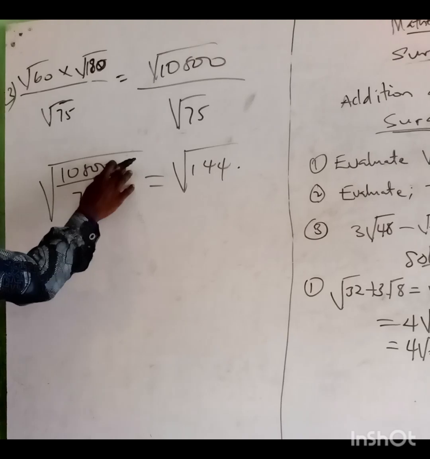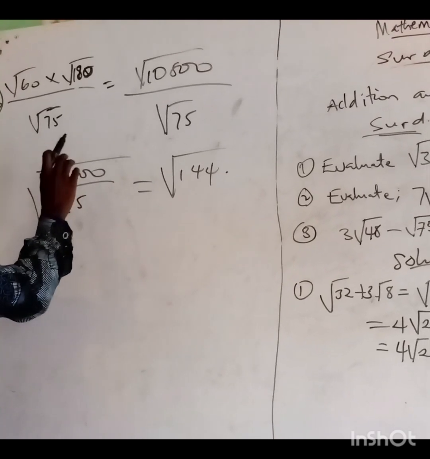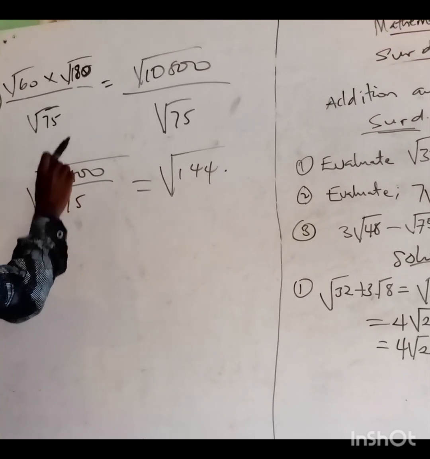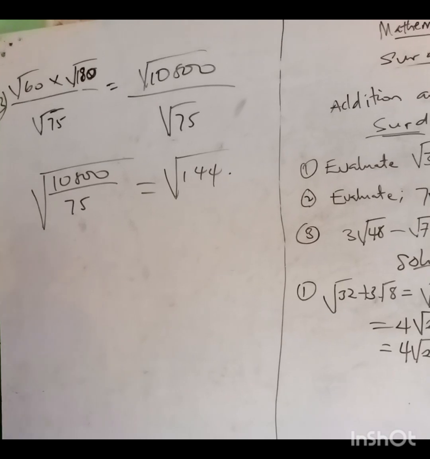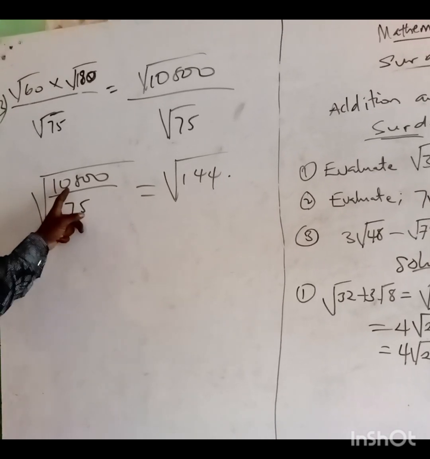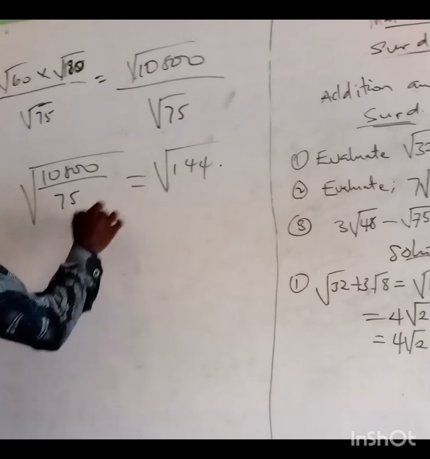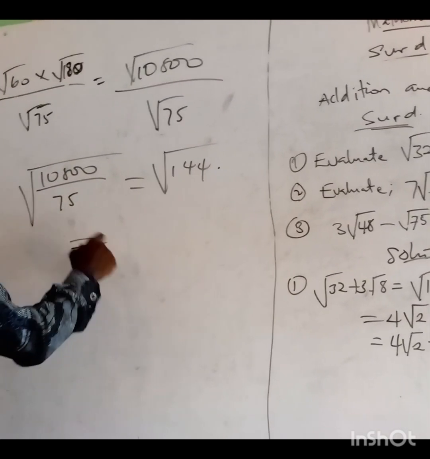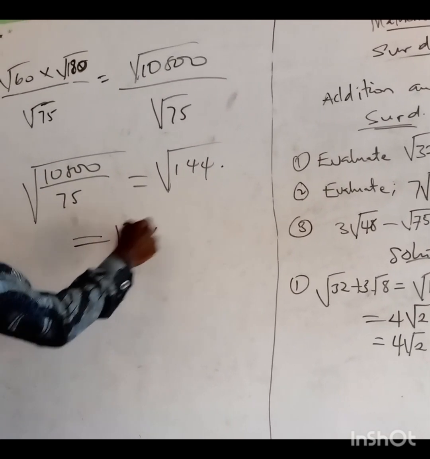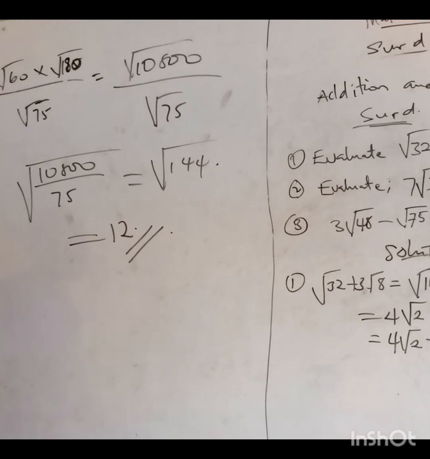I try to use 10800 to divide. I try to use 75 to divide 10800, you get 144. So the square root of 144 is what? 12. That is our final answer.